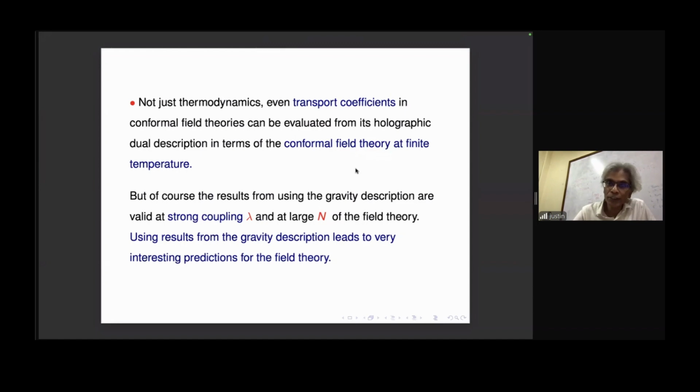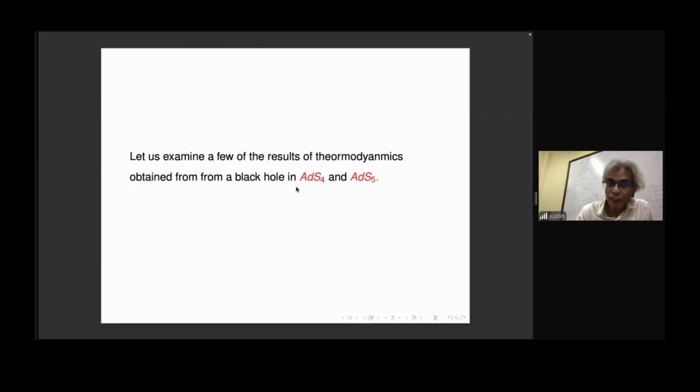Using gravity descriptions, we can evaluate conformal field theory transport coefficients. But of course, because of the dictionary of the parameters, the gravity description is valid at strong coupling, strong 't Hooft coupling, and at large N. And therefore, using the gravity descriptions, you can get very interesting predictions for field theory. And these are regimes of field theory which are inaccessible. Let's examine some of the surprising, quite non-trivial results which are still open from the field theory point of view to understand.